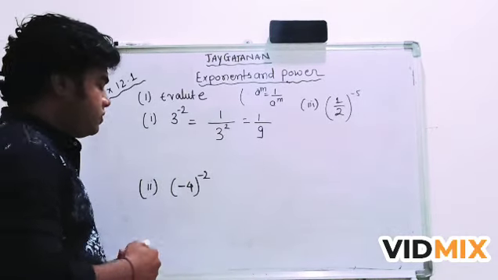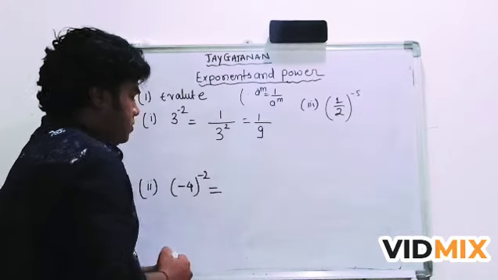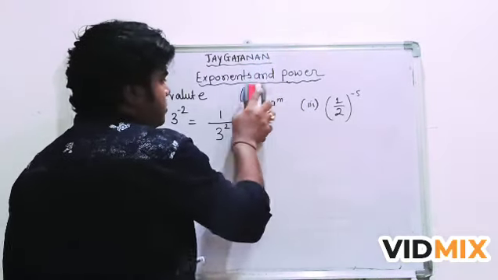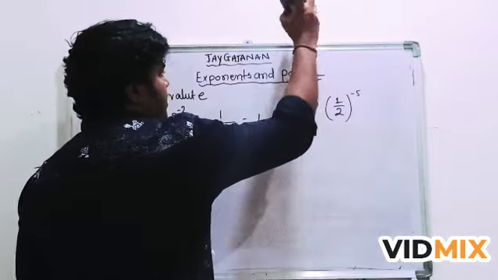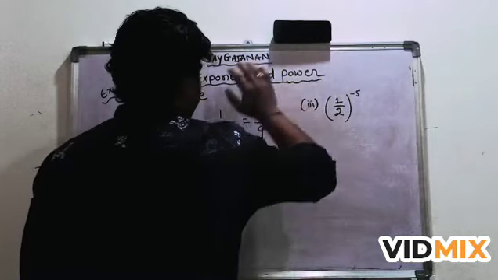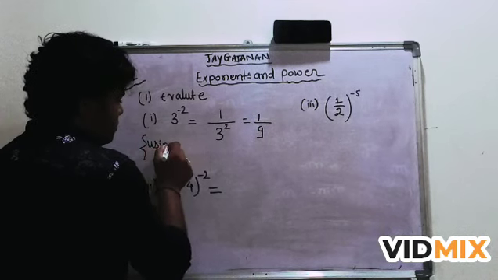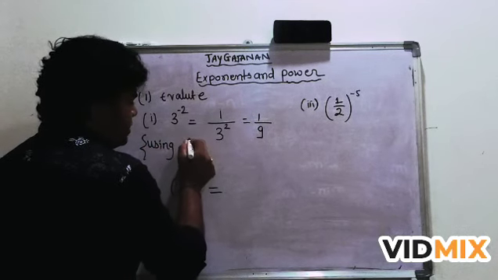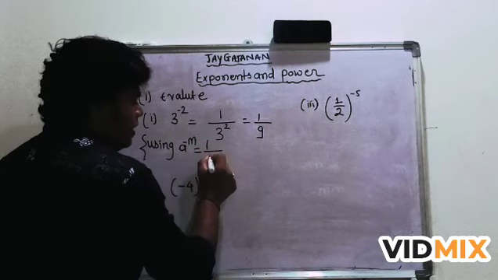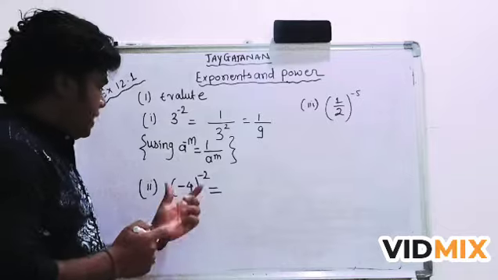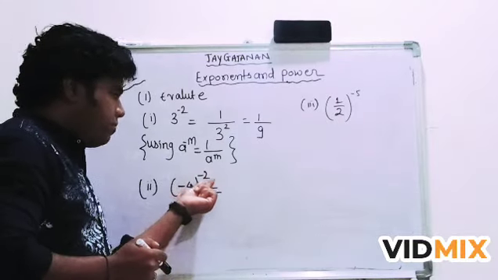Now let us go to the next question. I will rub this out, it looks a little messy, so I just rub it out. I will use a to the power minus m is equal to 1 upon a to the power m. Alright. So now in the next question, minus 4 to the power minus 2.